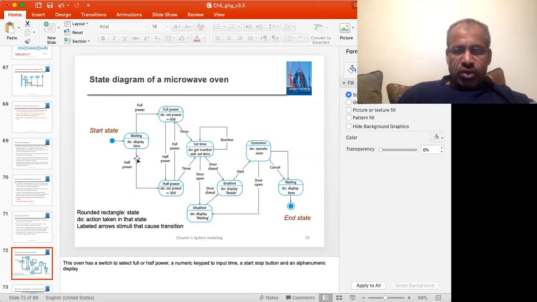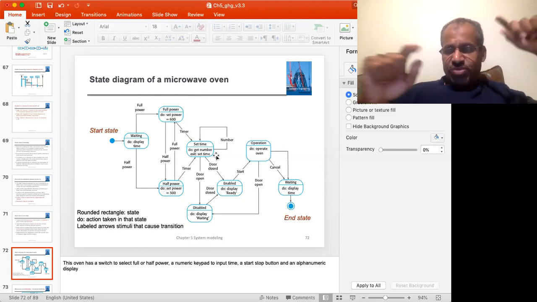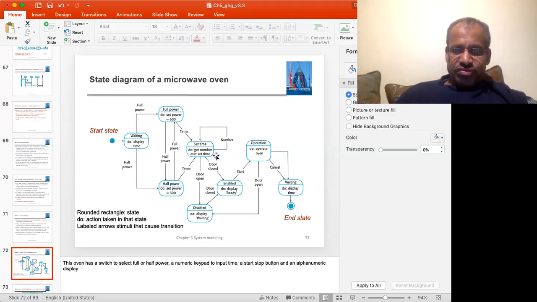On the arrows here, we put the conditions or the stimuli that cause the transition from one state to another. So from the waiting state, while the oven is displaying time, if the user selects half power, then a transition would happen from the waiting state to the half power state. If the user selects full power, this will cause a transition from the waiting state to the full power state, and so on and so forth. So the user keeps selecting various conditions and timer settings, maybe levels, set a time. All these would be actions that would cause a transition from one state to another.